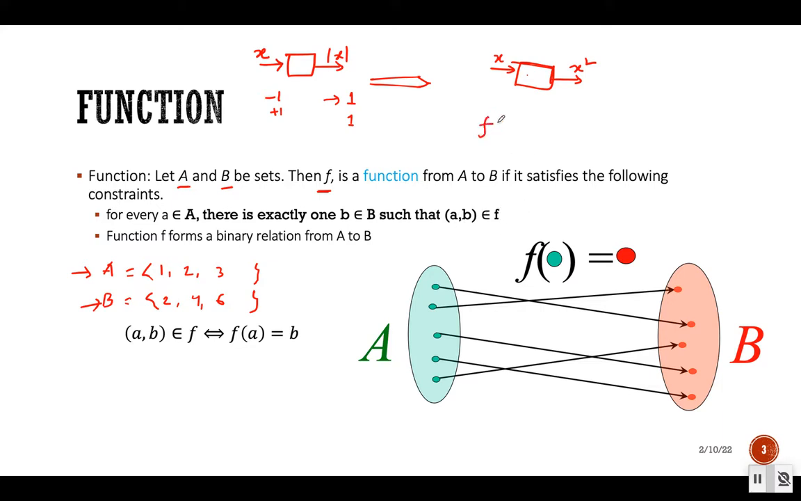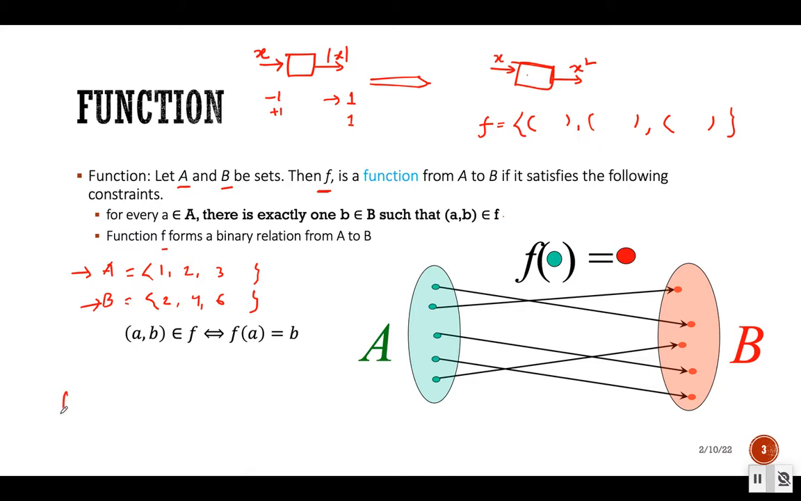So f is going to be a set of ordered pairs. f is the function, a set of ordered pairs where the first element will come from A and the second element will come from B, and we are saying that for every a belongs to A, there is exactly one b belongs to B, such that (a, b) belongs to f. So function f actually forms a binary relation from A to B.